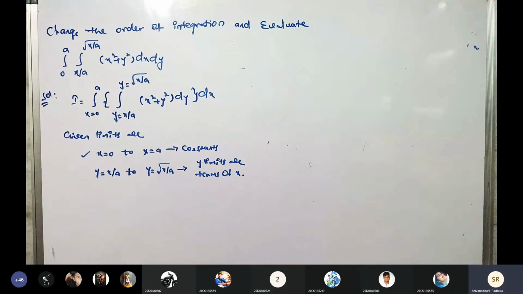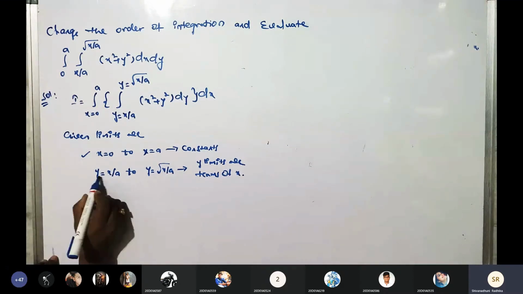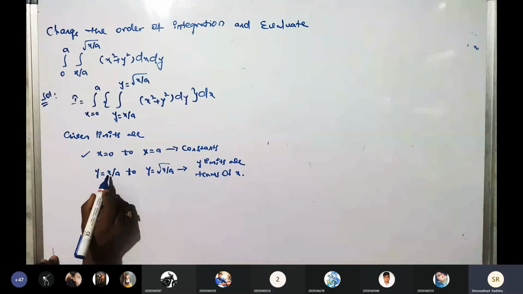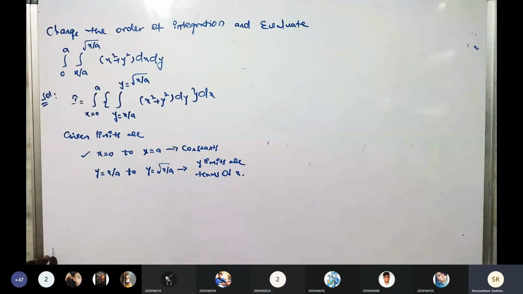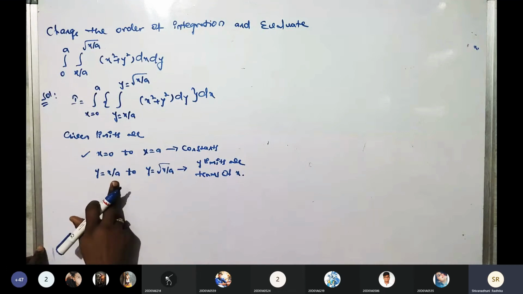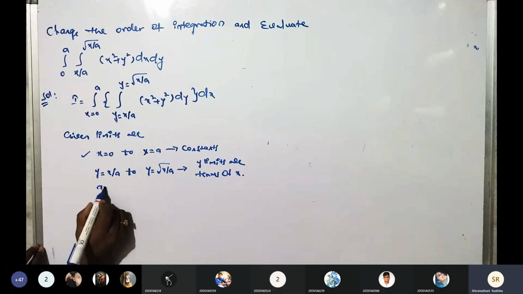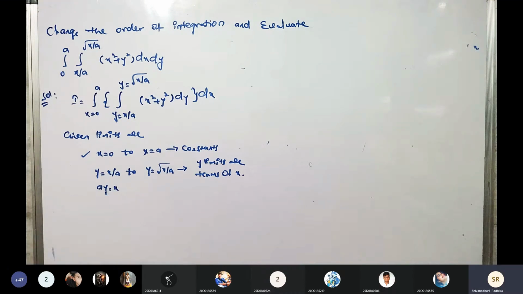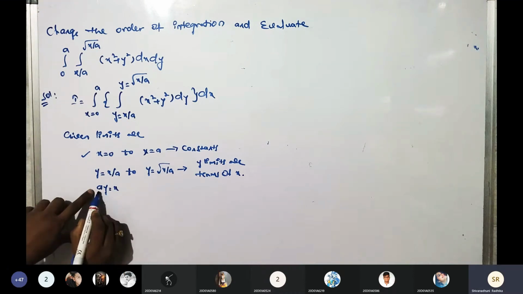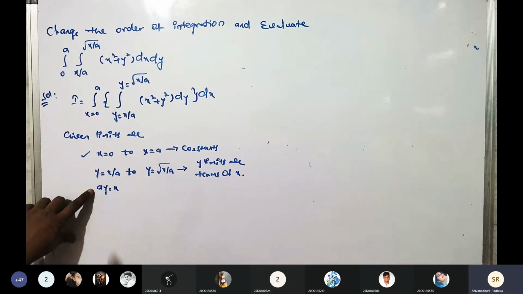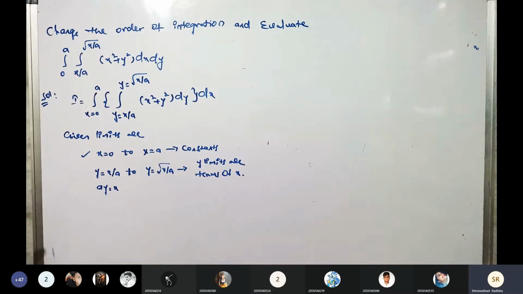By using the given limits, we have to draw y equals x by a. We can't draw any line or any curve by using y equals x by a directly. So for that purpose, cross multiplication: ay equals x. For any value of constant a, y equals x line is at 45 degrees between the x-axis and y-axis in the first quadrant.